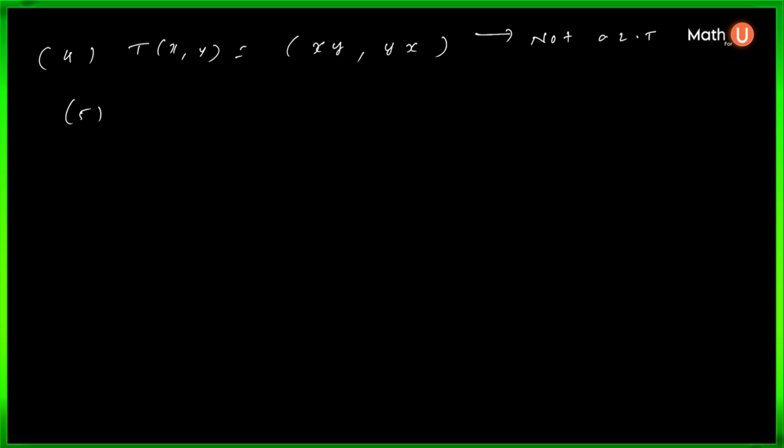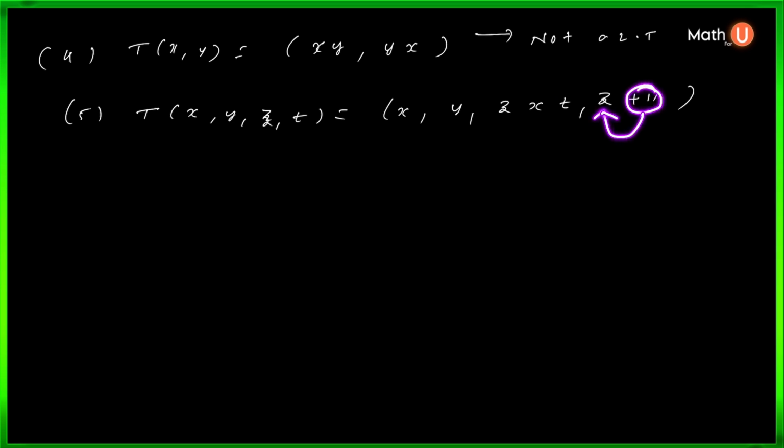And the fifth one is, suppose something is given like this, T of (x, y, z, t) is equal to (x, y, z times t, z plus 11). Here if you observe, z times t are multiplied and the constant term is added to z. It is not a linear transformation, not a linear transformation.